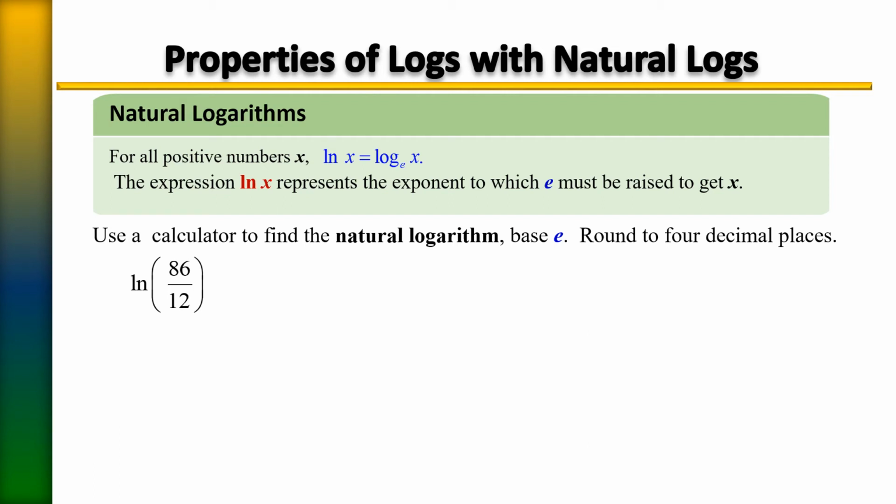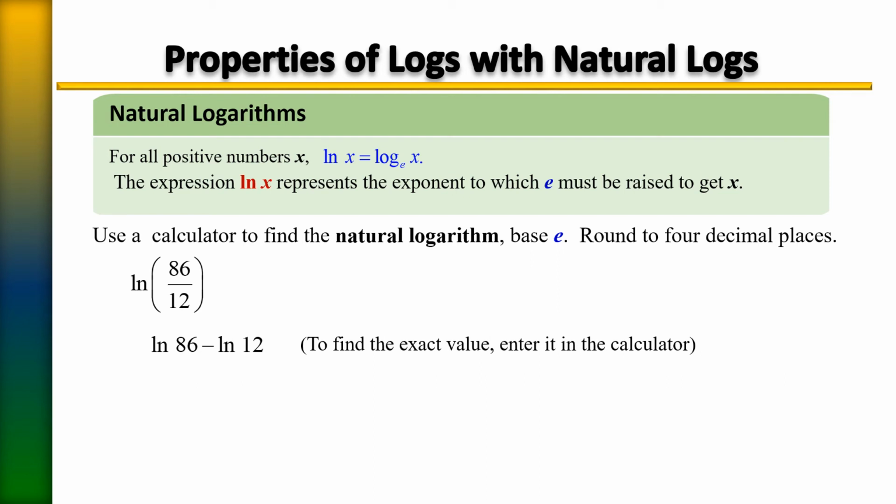So remember, when you have it in fraction form like that as a single natural log, we can split that, or expand it, rather, that's the correct term. We can expand that to 2 logs, so it would be the natural log of 86 minus the natural log of 12, because remember, you're going to go from fraction form to subtraction when you're using the properties of logs.